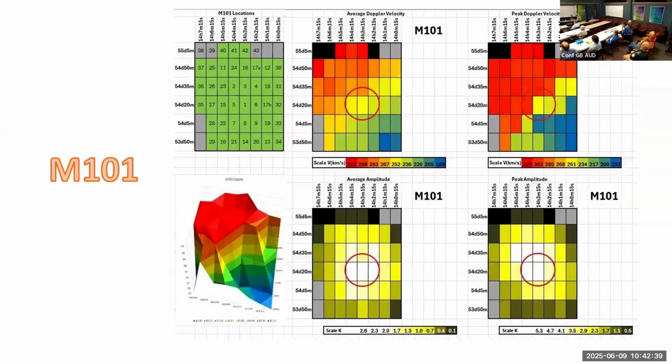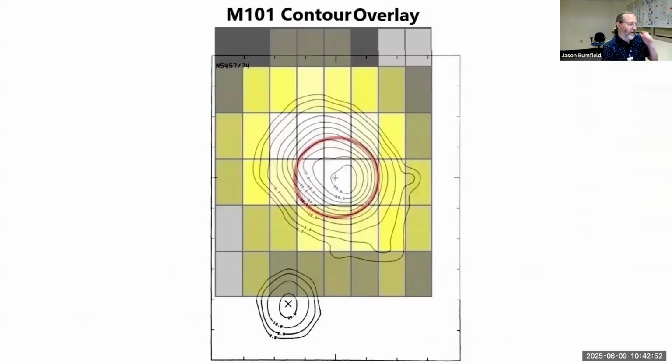Okay, and here's M101. And even with M101, we're getting spatial resolution here. And look at the way the contour plot matches with our intensity data here. It's remarkable.